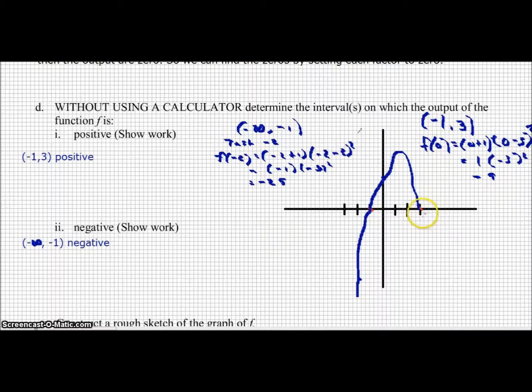And then the question is, do we just go right back up here, or do we go down? So what happens from 3 to infinity? Are we positive or negative? We can just plug in, say, 4 into our function. 4 plus 1 times 4 minus 3 squared is 5 times 1 squared, which is 5. That's positive, so the function, once it gets to that 0, goes back up. And I actually knew that because it had a multiplicity of 2.